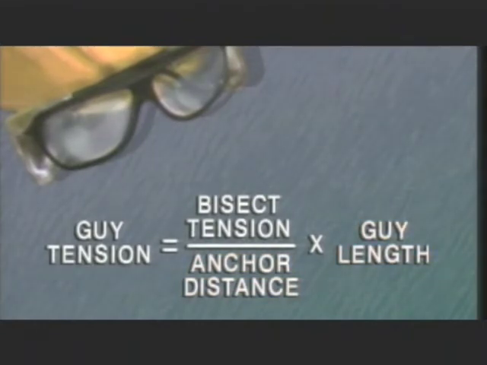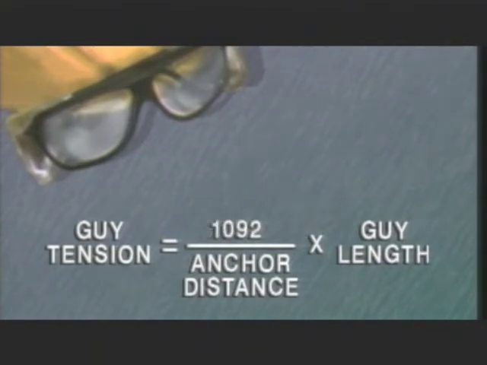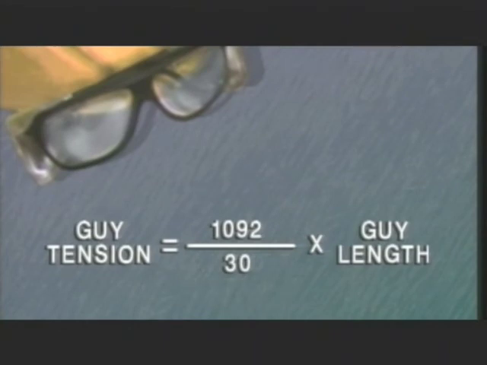Earlier, we determined that the bisect tension in this example is 1,092 pounds. Let's suppose an anchor is installed 30 feet from the base of the pole. Now we have two of the values we need to fill in the formula, bisect tension and anchor distance. But what about the third value, guy length? One way to determine guy length is to make a scale drawing.